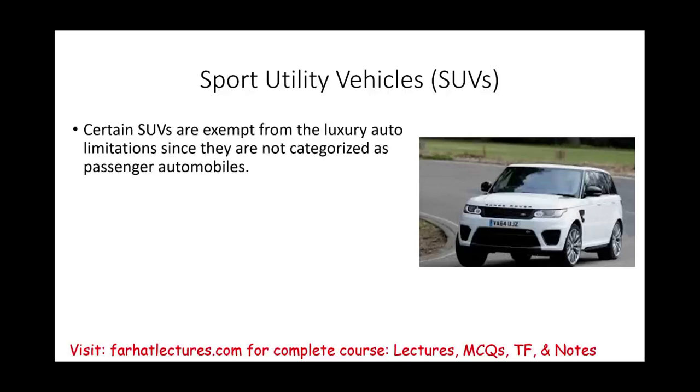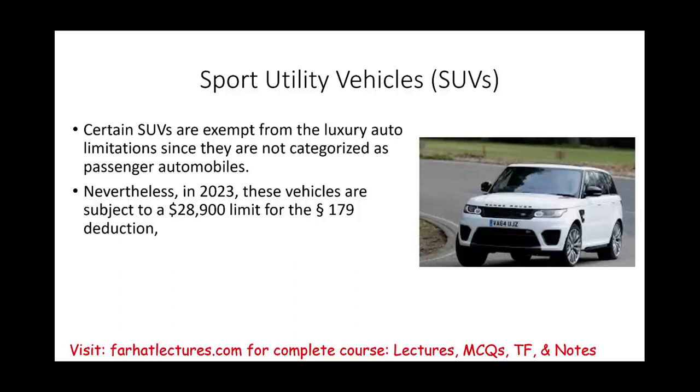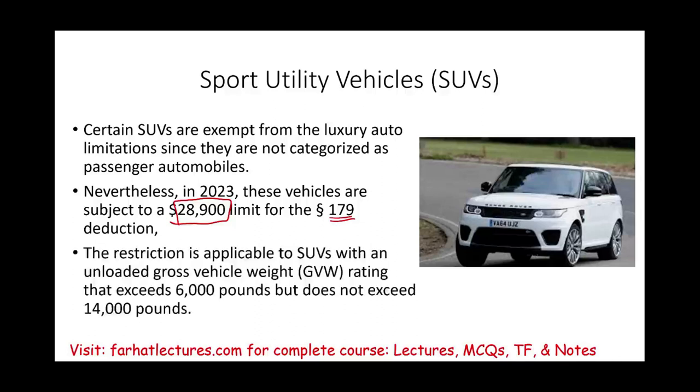Now let's talk about a different type of vehicle: SUVs, sport utility vehicles. Certain SUVs are exempt from the luxury auto limitation since they are not categorized as passenger automobiles. Remember we talked about the limitation? Well, SUVs have special rules. These vehicles are subject to a 28,900 limit on section 179, which is a lot anyway. The restriction applies to SUVs with a gross vehicle weight exceeding 6,000 pounds but less than 14,000. Again, we don't have to worry about the year one, year two, year three, year four limits like for passenger automobiles.